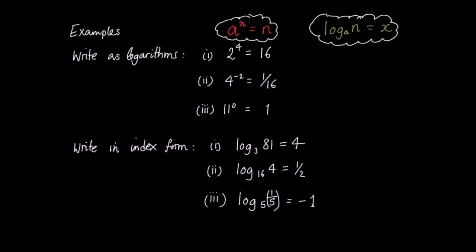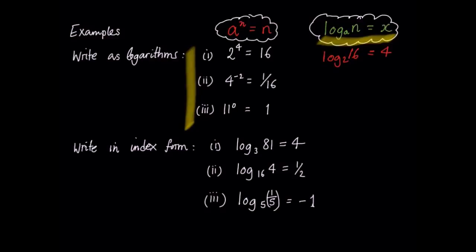We'll begin by writing some numbers in logarithmic form. The three numbers here are all of the form a to the x equals n. All we have to do is write them in this form on the right hand side. Log to the base a of n is equal to x. So for the first one, we're going to have log to the base 2 of 16 is equal to 4.